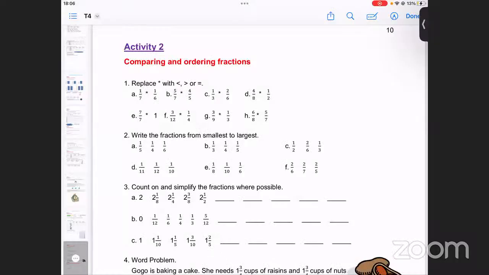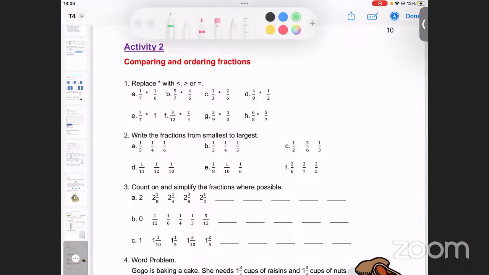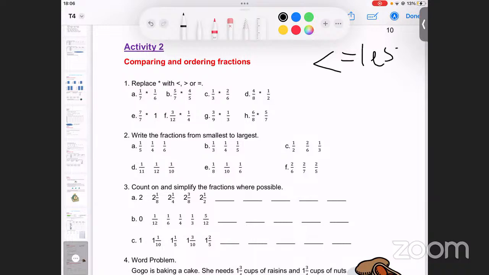Good. Okay, so what we're going to be doing today is comparison and ordering of fractions, which is our activity 2 that you see here. I'm going to show you what you're supposed to do. But before we do that, let me change the color to black. Perfect. So when you see this sign, it means less than, right? This is less than.